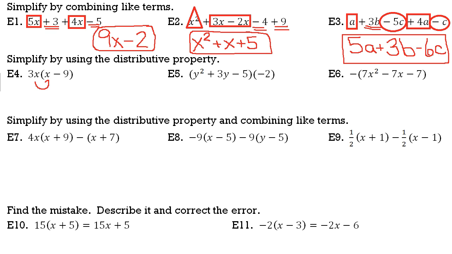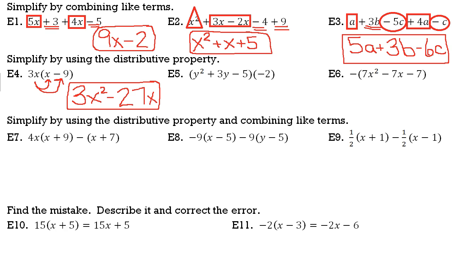All right, let's move on here and actually start distributing here. We've got 3x times x. X times x is x squared. So that means 3x times x is going to be 3x squared. And then you've got 3x times negative 9, which is going to be negative 27x. We don't have anything else we can do with it from here, so we'll just leave it there.